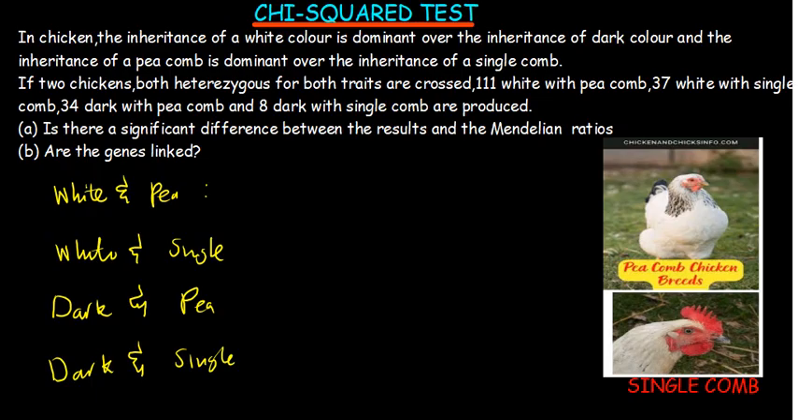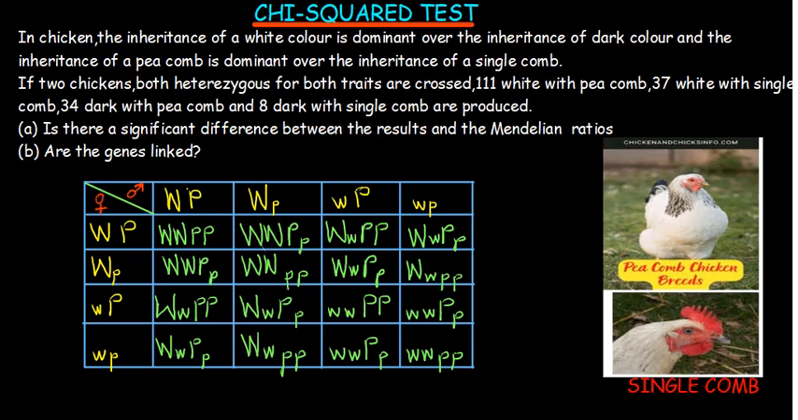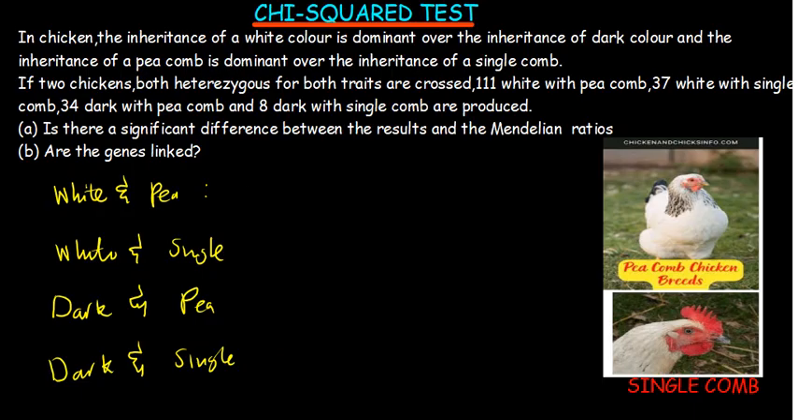So we know that white is dominant and pea comb is also dominant. Therefore we need to look for the genotypes where we've got capital W and also capital P. So you can see this one, 2 there, 3, 4, 5, 6, 7, 8, and 9 here. Those are the ones where we've got at least one capital W and at least one capital P. So there are 9 of them. So we are going to put 9 here.